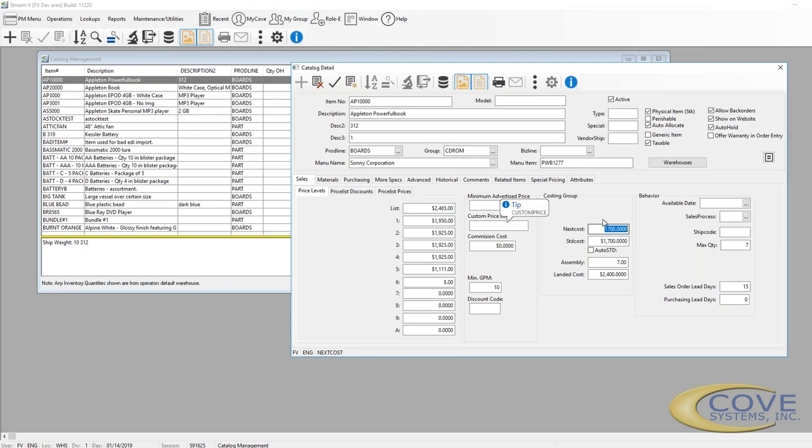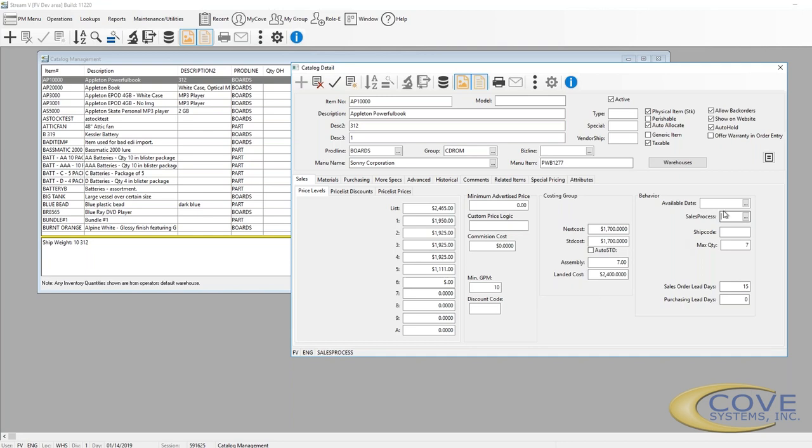Then in our costing group, we have the next cost. This is our best guess as to what this item will cost us the next time we buy it. We have a standard cost, and this is used by companies that use standard costing accounting instead of average weight cost accounting. Then you have an assembly charge. This is basically what it costs you to put it together in-house. And then you can also have a landed cost, which is similar to the commission cost, but doesn't include any additional fees that you want to add on to there.